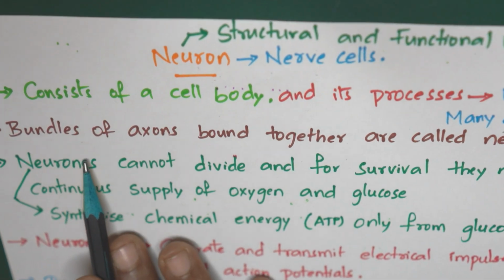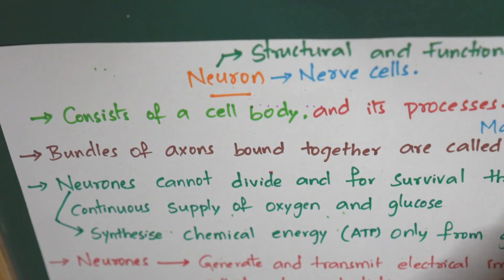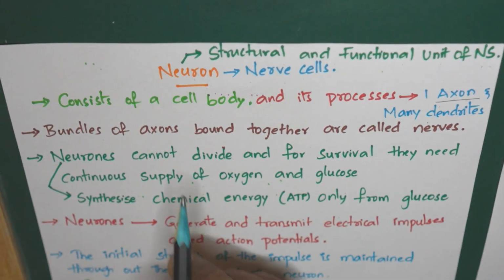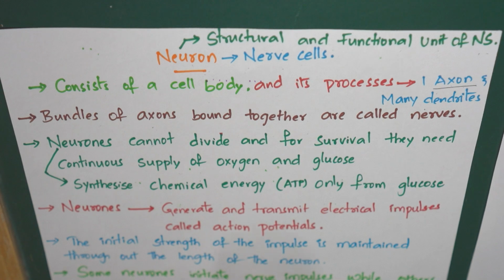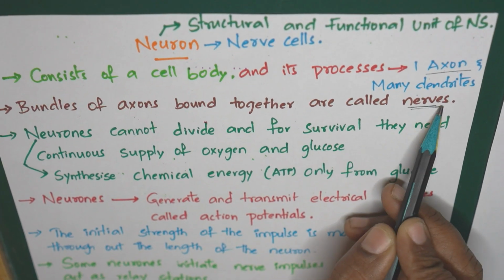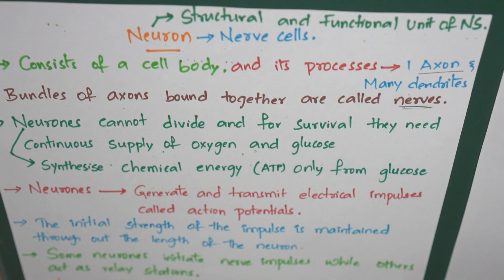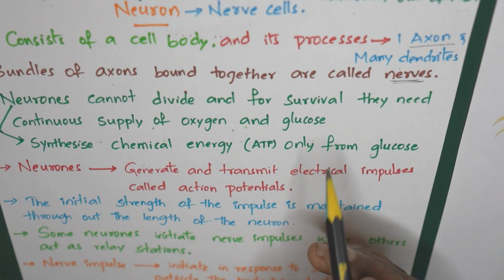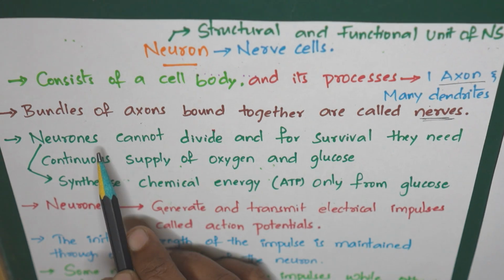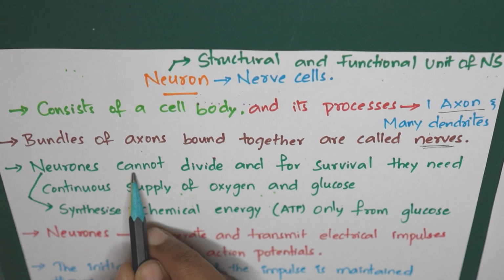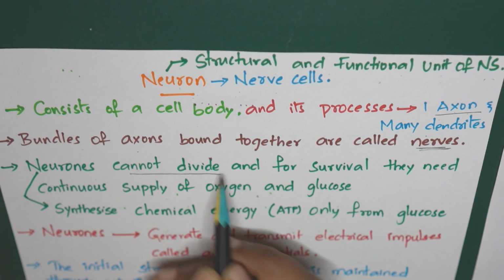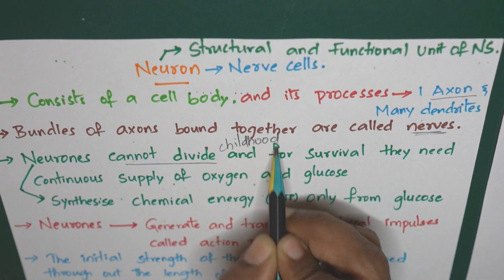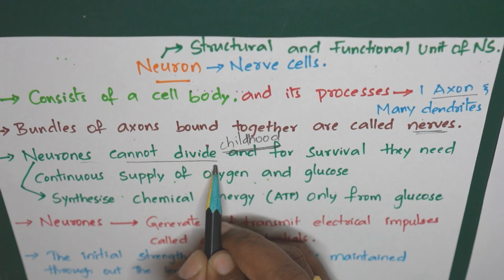Now, these axons, we said that the neuron consists of axons. All these axons, if we bind them together, are called nerves. One important thing to remember is that neurons, as cells, cannot divide. Whatever neurons are present during childhood, the same number of neurons are present throughout our life.